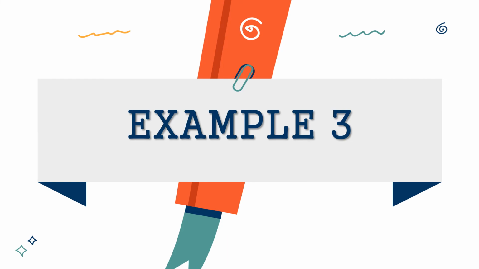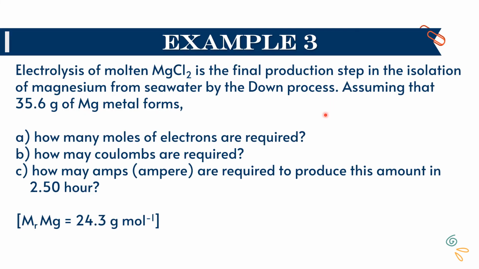So this is example 3. Let's take a look at the question. Example 3. Electrolysis of molten MgCl2 is the final production step in the isolation of magnesium from seawater by the Dow process. Assuming that 35.6 gram of magnesium metal forms, how many moles of electrons are required, how many coulombs are required, and how many ampere are required to produce this amount in 2.5 hours. And given to you over here is the molar mass of magnesium.